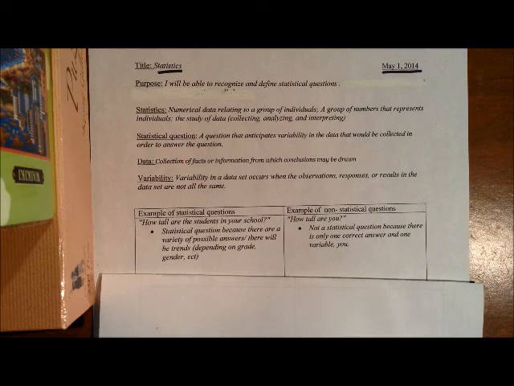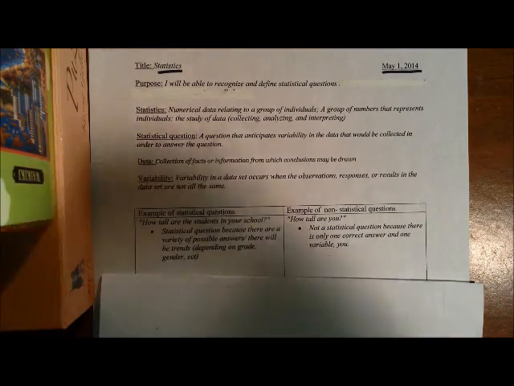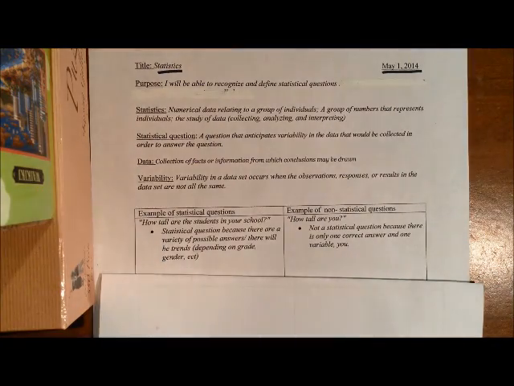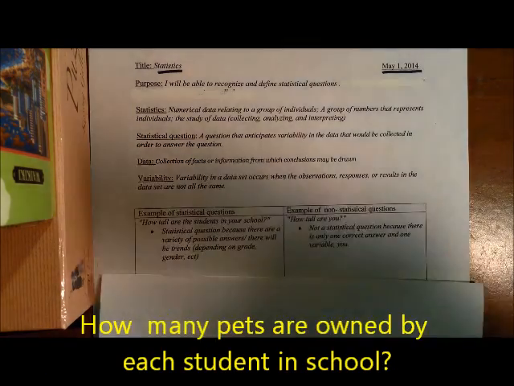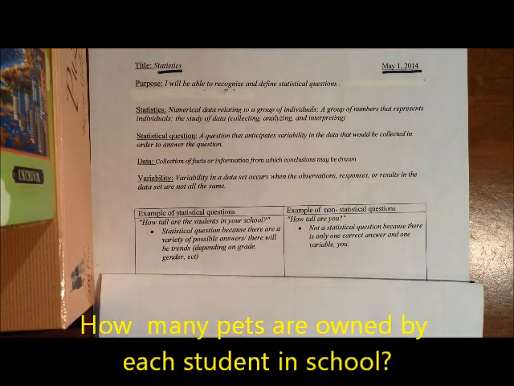So, think about the range for the next question. And when I say the range, I want you to think about whether the range will be great, whether there will be a lot of different answers, or if there will not be as many different answers. How many pets are owned by each student in school? Will this question get a wider range of answers or a narrow range of answers, and why?